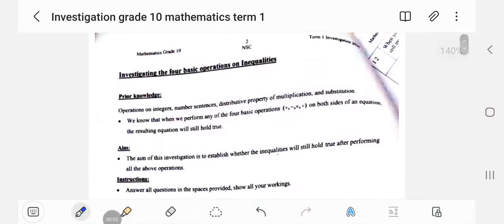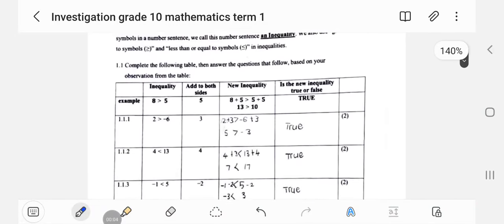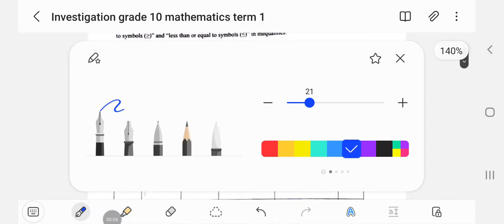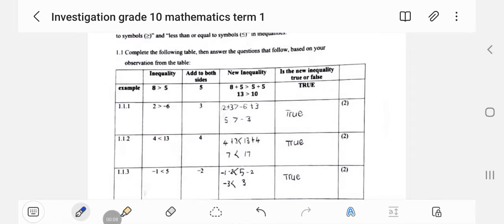Okay, investigation for grade 10, term 1. For 1.1, they give us an example. They say that we must add both sides. One of the students wrote here, so let's check. We have 2, which is greater than minus 6.